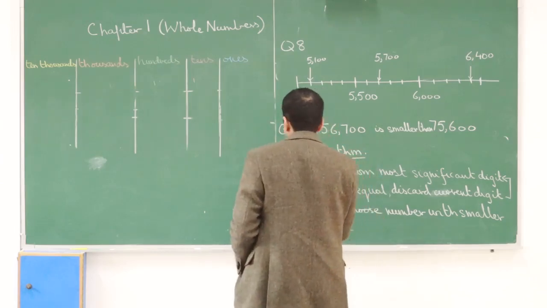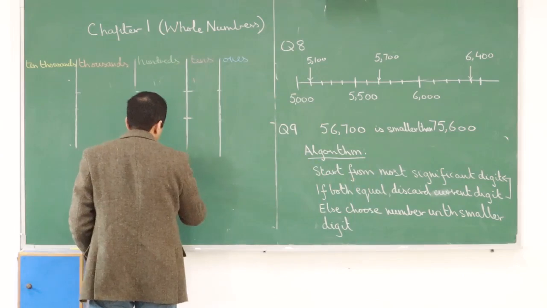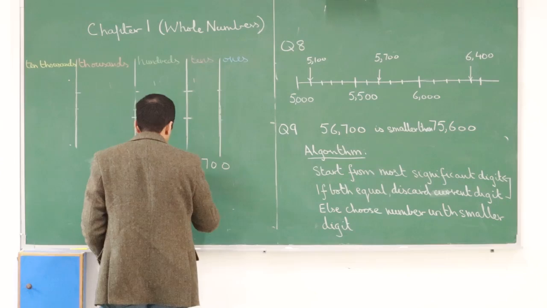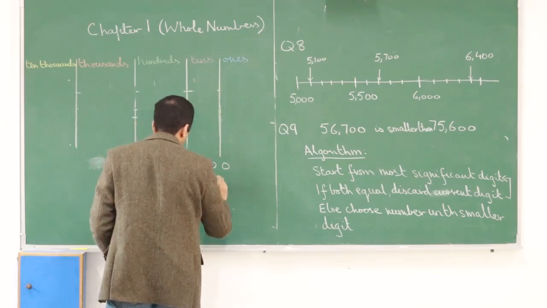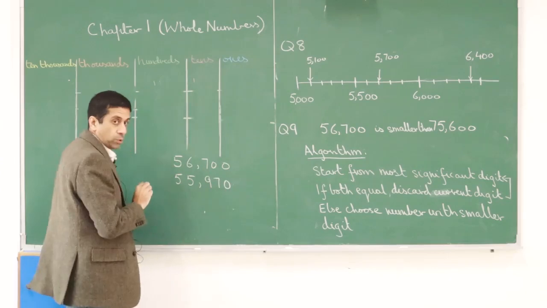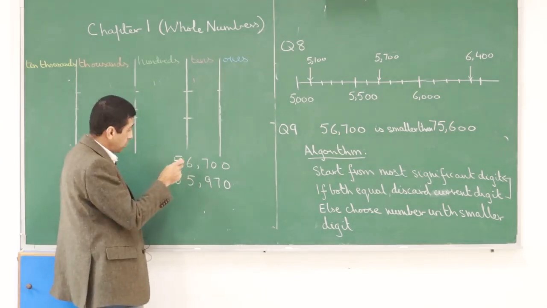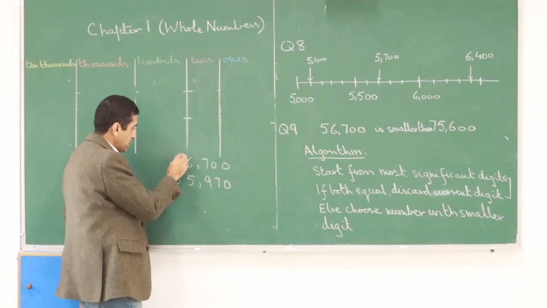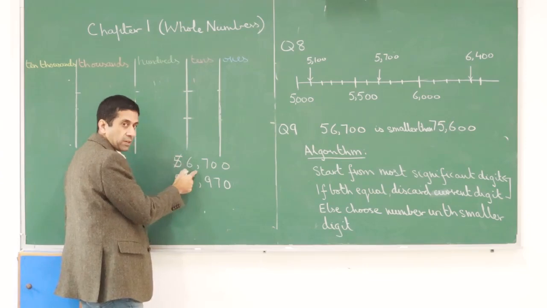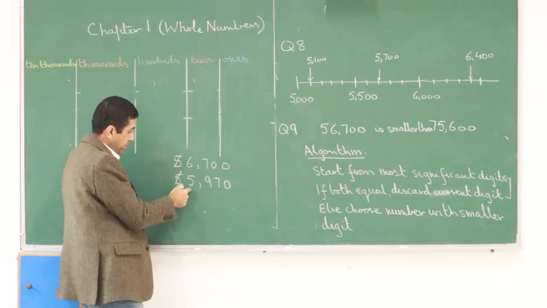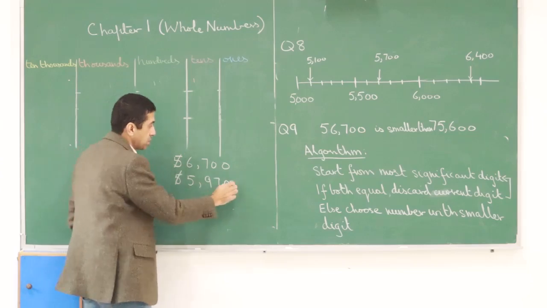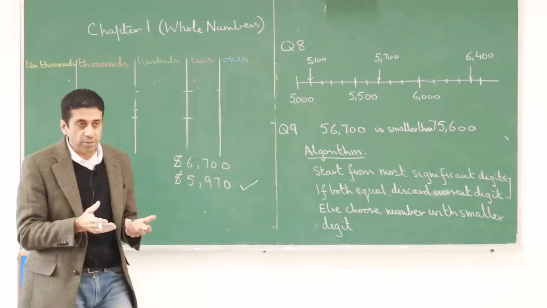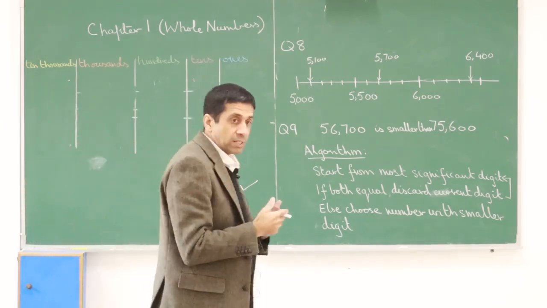So for example, if you were comparing numbers like 56,700 and maybe 55,970, according to this algorithm you would compare this 5 to this 5. Yes. They're equal. So you just discard them and move to the next significant digit. You look at 6 and 5. 5 is smaller. So you will claim 55,970 is smaller than 56,700.